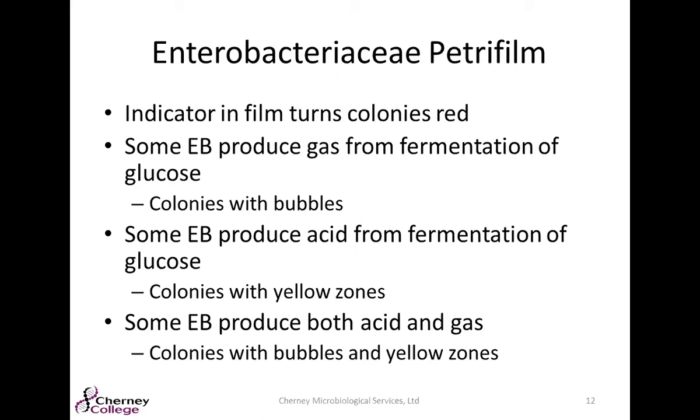So the EB family is a really large bacterial family, which is why you've got these certain types of reactions forming. They all react with the glucose, which is present in the nutrients that are in that plating zone. So you want to be aware of all types of colonies that are red, those with bubbles, those without bubbles but do produce the yellow acid, or those that have both bubbles and the yellow zones.